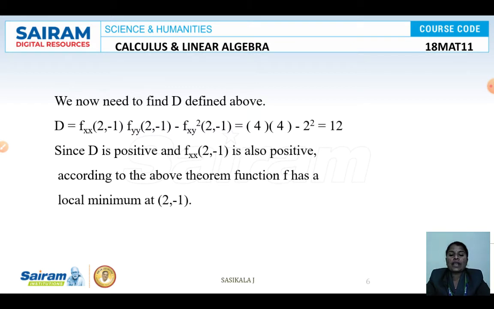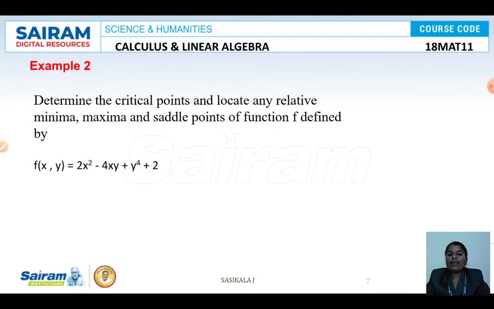Suppose the question asks for the extreme value, then this point (2, minus 1) is to be substituted into the equation. Now you can go for one more example. What is the difference between the previous example and this example? You will have more than one set of critical points. So we'll see how it is solved.